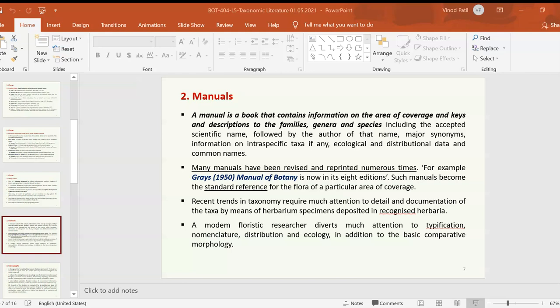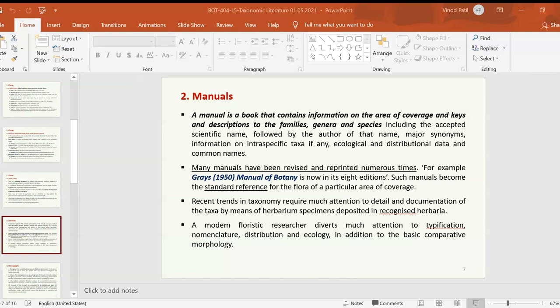So these are the manuals which show the similarity with the floras. So many manuals have been revised and reprinted numerous times. For an example, Gray's Manual of Botany is now in its 8th edition, and such manuals become the standard reference for the flora of a particular area of coverage.